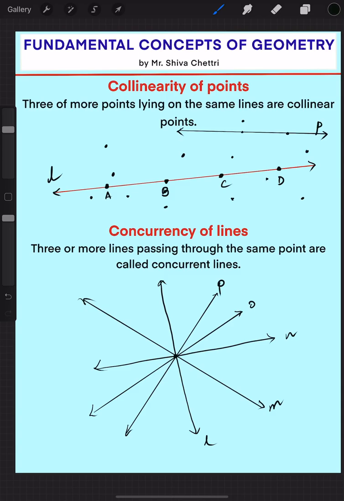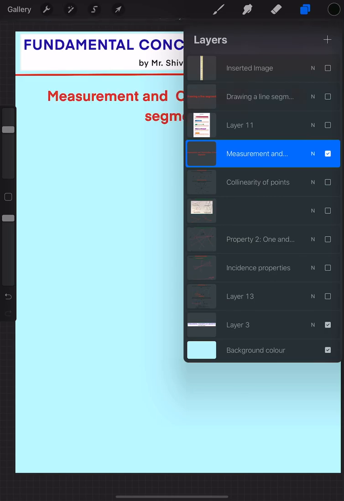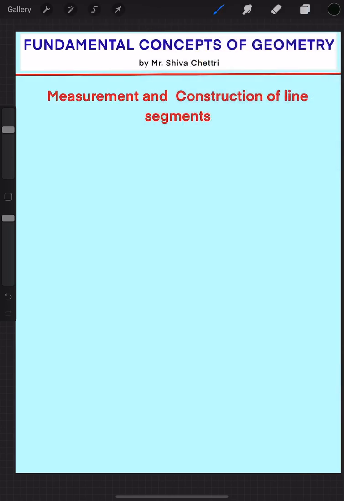So there are many lines, but if they are passing through just one common point, they are called concurrent lines. It is very simple. It is the application of the first property, this concurrency of lines. So next we have measurement and construction of line segments.